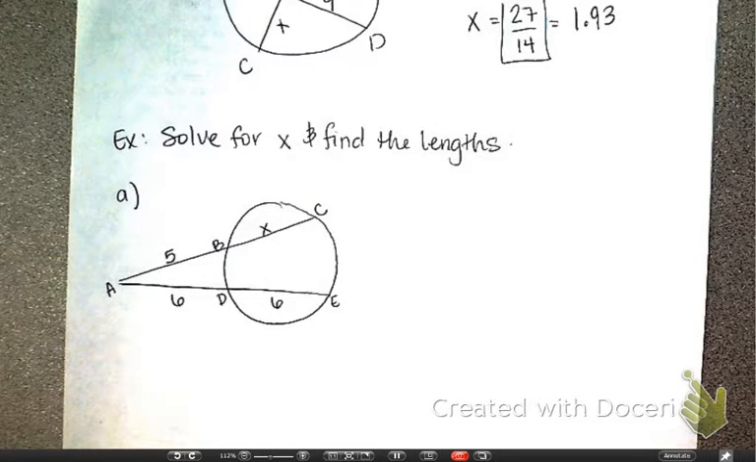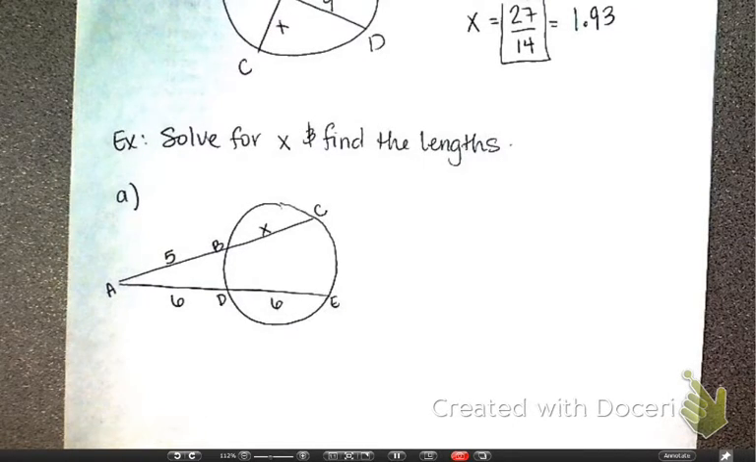Did we choose? Secant, secant. Everyone agree with that? Does someone have an equation that they think is correct? David? 5 times x times 5 equals 6 times 36. You're on the right track. Not quite there. Chris? 5 times 5 plus x equals 6 times 12.